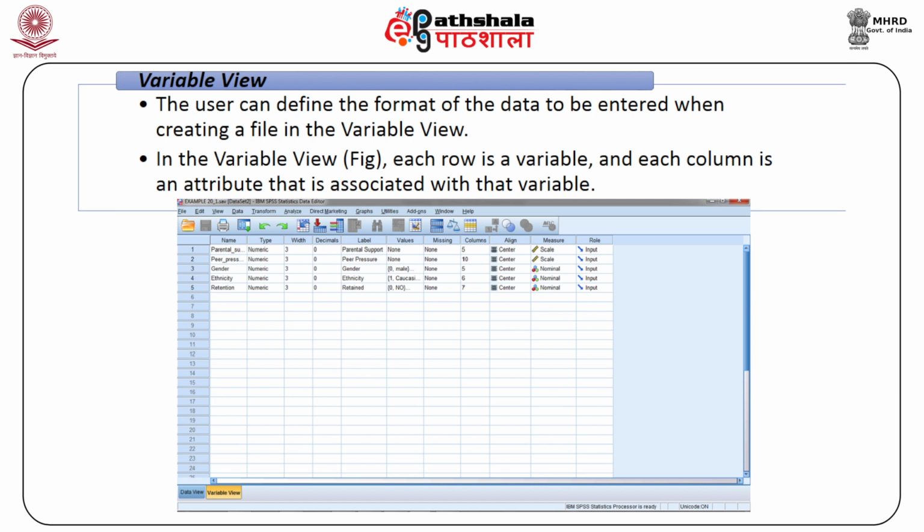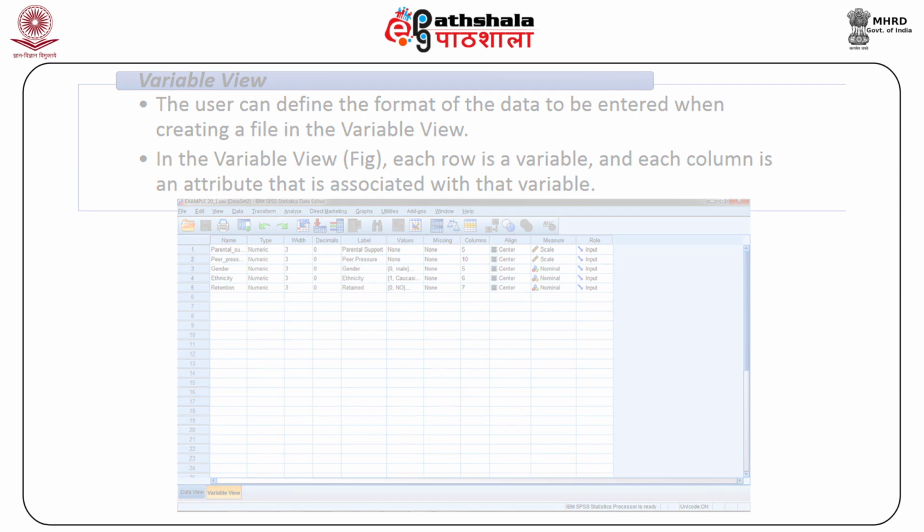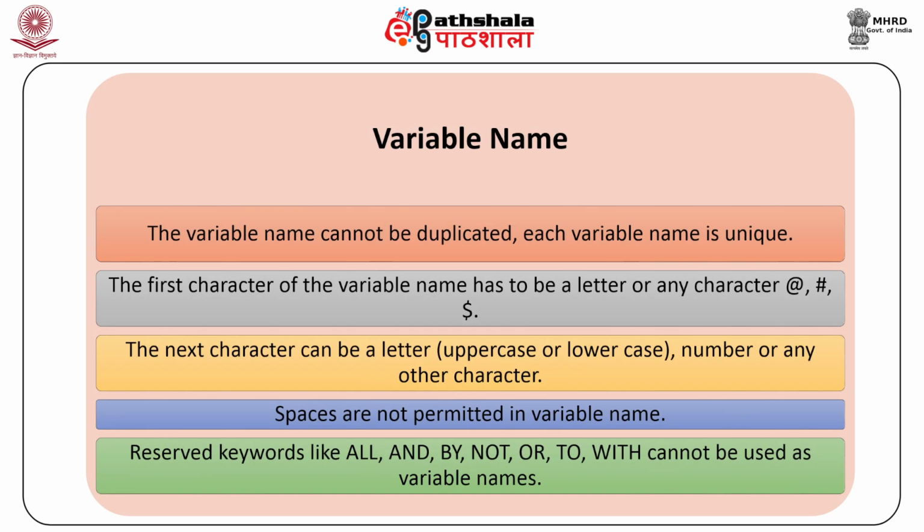The variable attributes in SPSS are as follows. Variable name. The variable name cannot be duplicated. Each variable name is unique. The first character of the variable name has to be a letter or any character like @, hashtag or $ sign. The next character can be a letter, either uppercase or lowercase, number or any other character. Spaces are not permitted in a variable name.